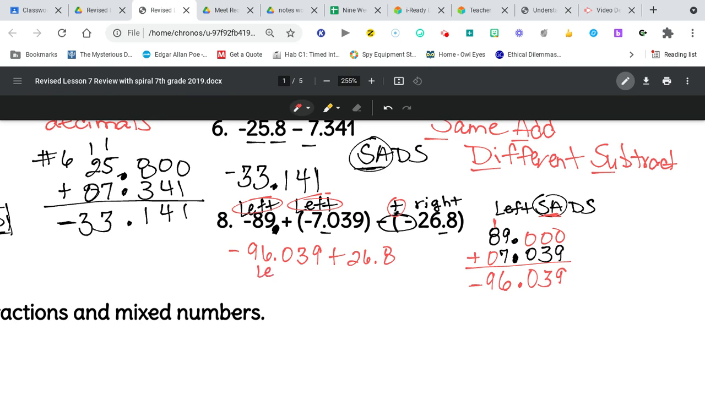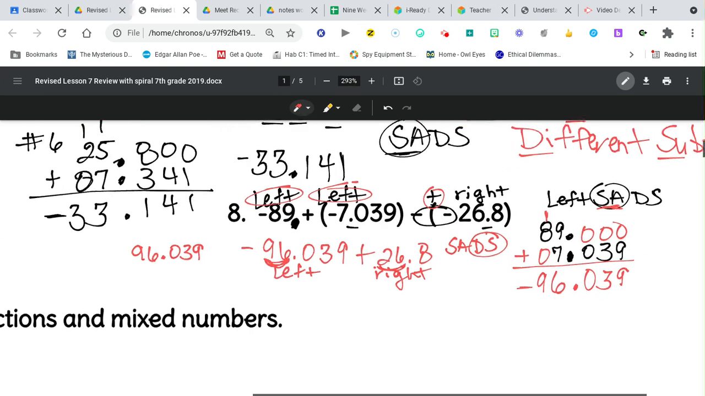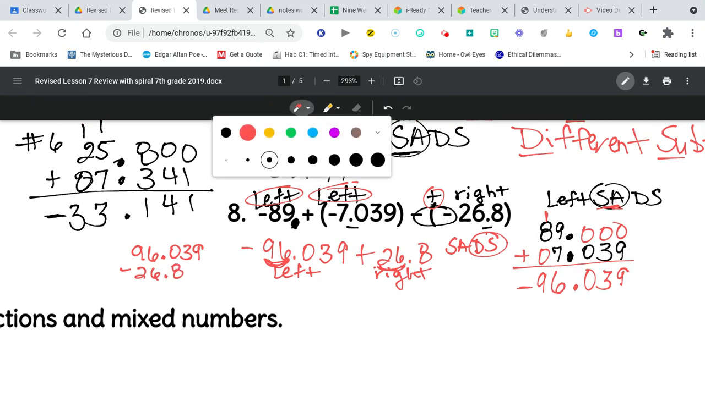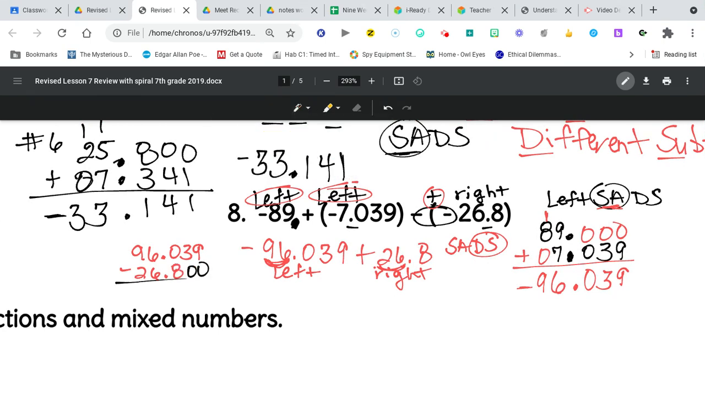So again, this is to the left, and this is to the right. So I'm going to have to subtract these. Okay, so for this part, I'm going to circle DS, different direction, subtract. It's more to the left than it is to the right. So I'm going to put the left group on top. 96.039, or 96 and 39 thousandths, minus 26 and 800ths. And remember, keep your decimals lined up, filling empty spaces with the zeros, and let's subtract.